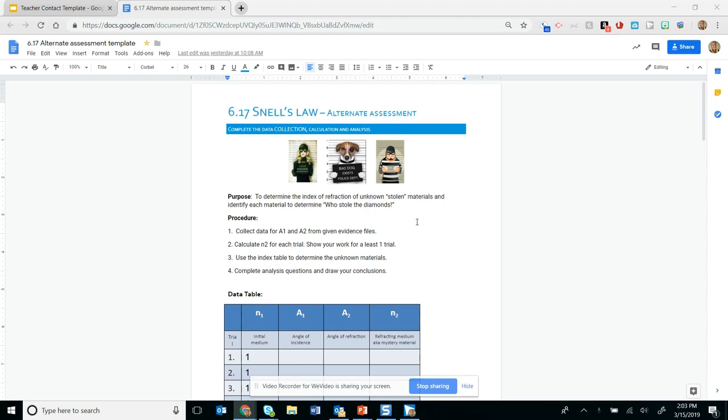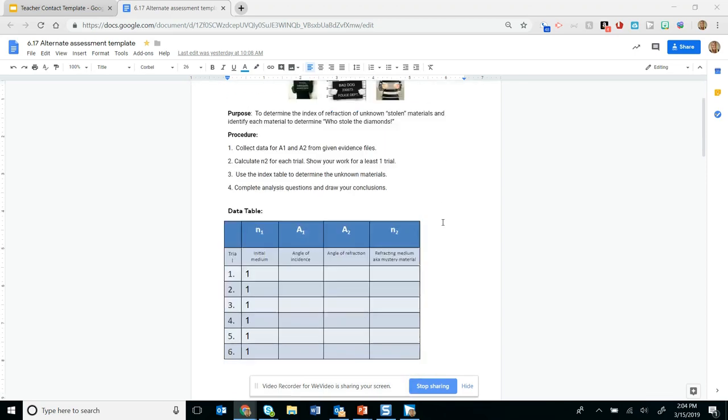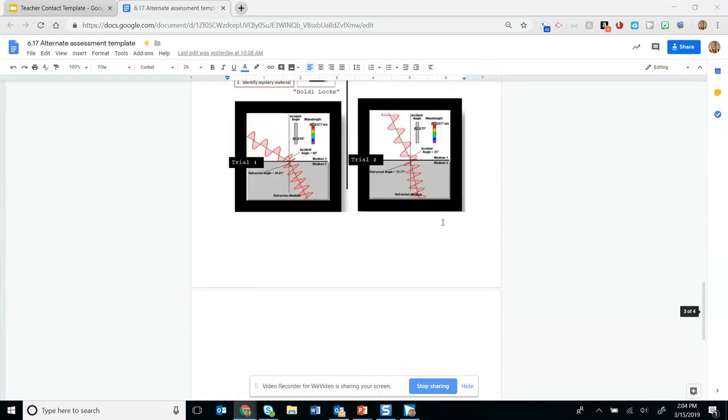So the purpose of this activity is to determine the index of refraction of unknown stolen materials, and identify each material to determine who stole the diamonds. So our little crime story here is that we have these three potential criminals, and one of them has stolen some diamonds. Within our scenario, we have some case files. I'm going to scroll down to those.